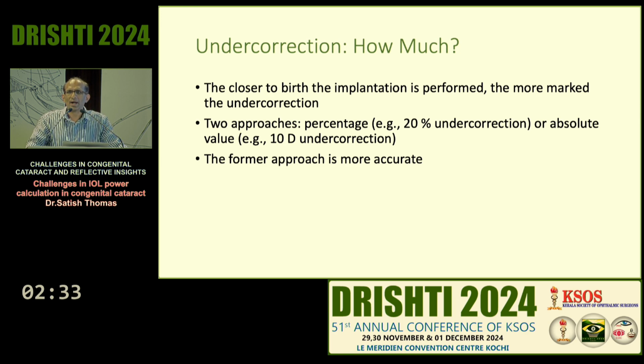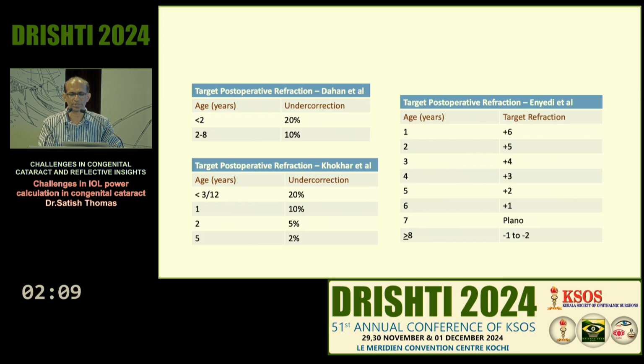So if we are going to undercorrect so that we eventually end up with the least power, how much do we undercorrect? There are two approaches. We can either undercorrect by a percentage or by an absolute value. For example, a 20% undercorrection or a 1.0 diopter or 0.6 diopter undercorrection. There are tables for that. And of these, the former approach, the percentage undercorrection, is more accurate.